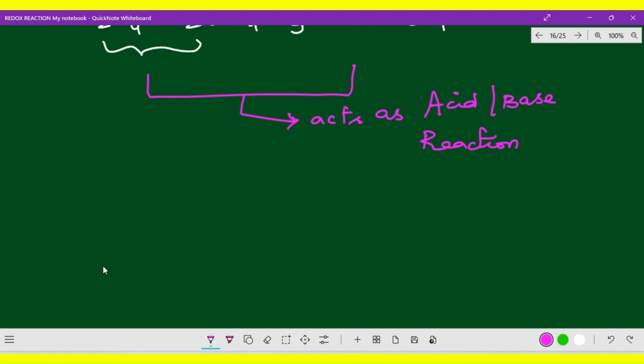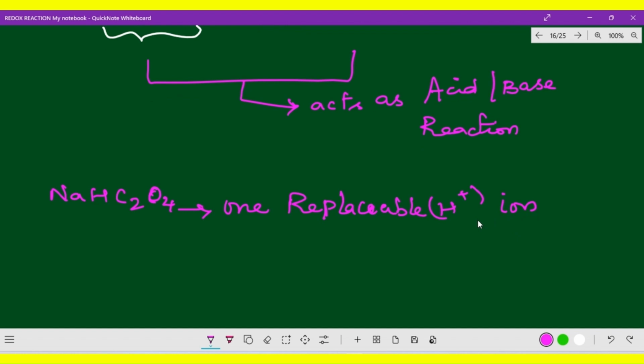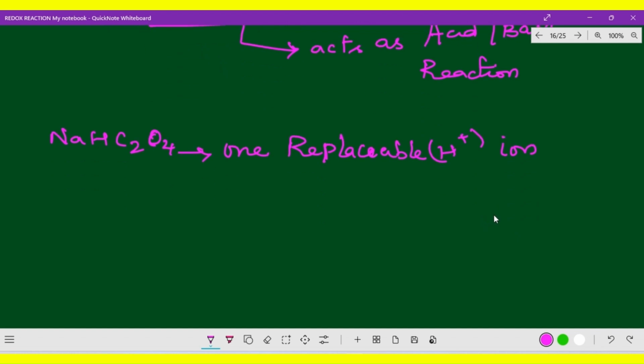Okay, now next, in the acid-base reaction, we have to identify the replaceable H plus ions. So NaHC2O4 has one replaceable H plus ion. I just mentioned it clearly for you to understand. It takes time, but still you have to understand thoroughly. Now here, one replaceable H plus ion, whereas KHC2O4 dot H2C2O4, how many H plus ions? Here 1, here 2. So totally 3 replaceable.